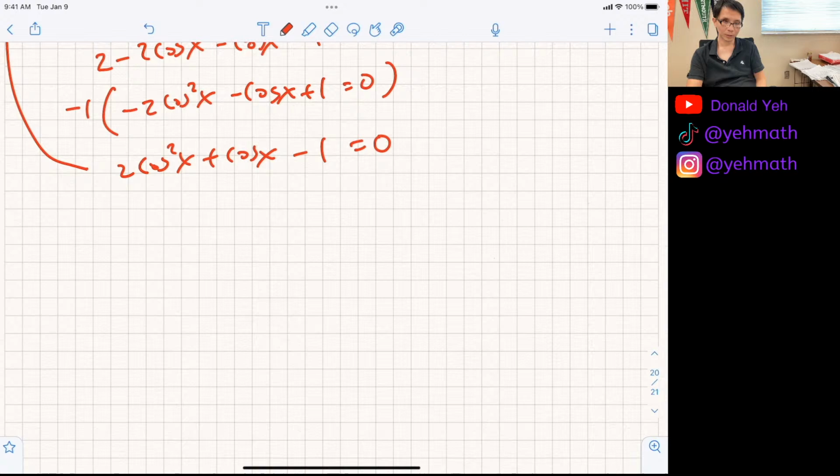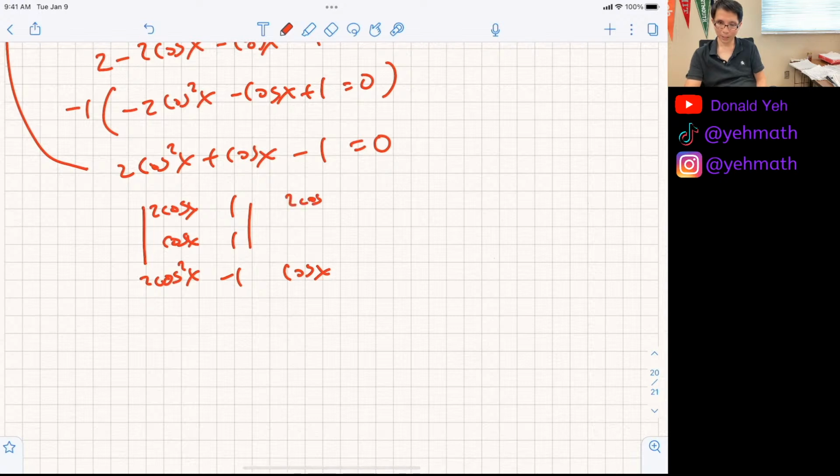So can I use a box? Yeah, of course. This is actually easier. This is 2 cosine of x and cosine of x, and it's 1 and 1. Which one needs to be negative? Bottom one, right? So it'll be 2 cosine of x minus 1 times cosine of x plus 1.